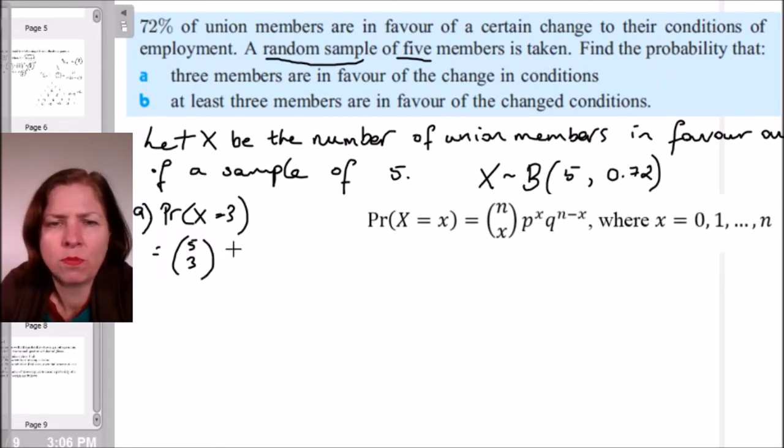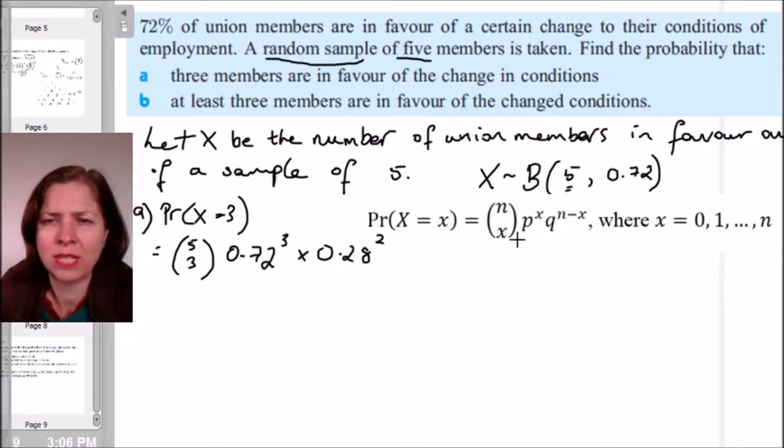p is 0.72 to the power of x, and x in this case is 3, and multiply that by q, which is going to be 1 minus p. So in this case, that's going to be 0.28 to the power of n minus x, which is 5 minus 3, so that's 2. So notice that these 2 powers will always add up to n, right? That's this number here, n. Those 2 powers will always add up to n. And then the easiest thing to do now is grab my CAS calculator and put that straight in.